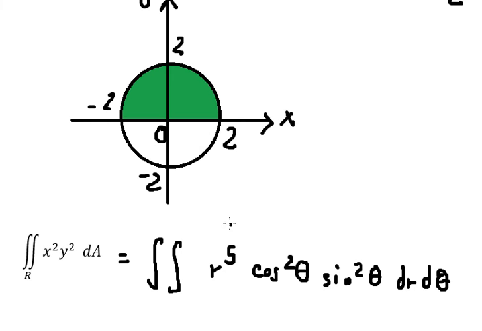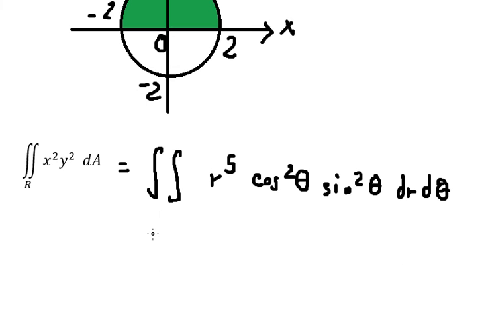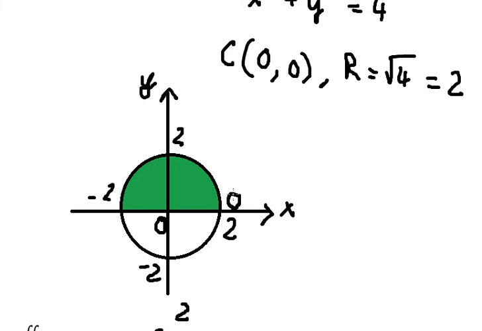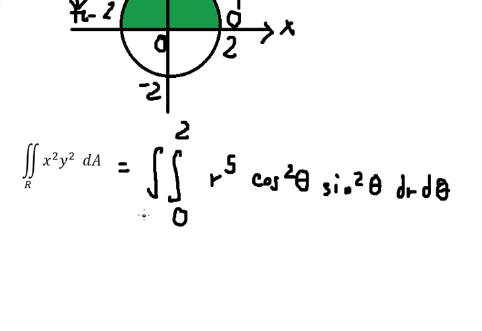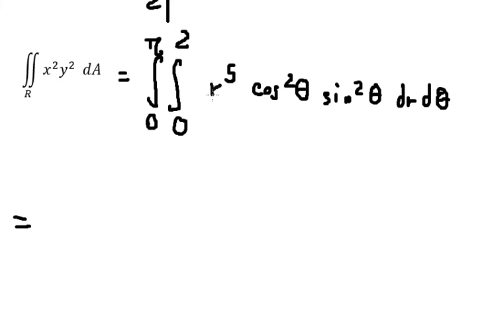For dr, that is from 0 to 2. So that is the radius of the circle. For d theta, we start at 0 and we stop at pi. So that should be from 0 to pi. And now we need to calculate this one. This one we calculate for dr, and this one is for theta. So we can put it like this.